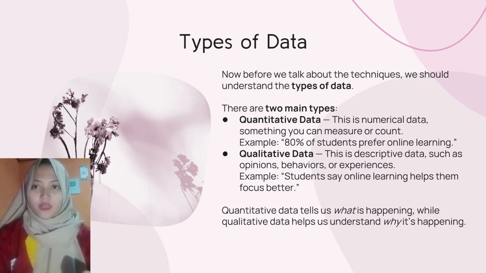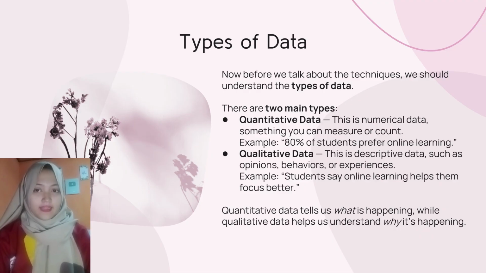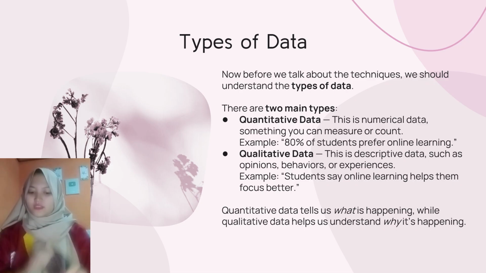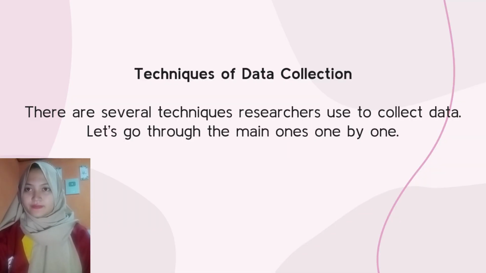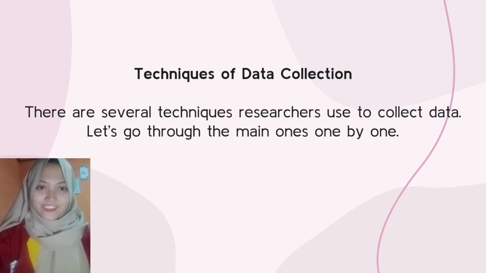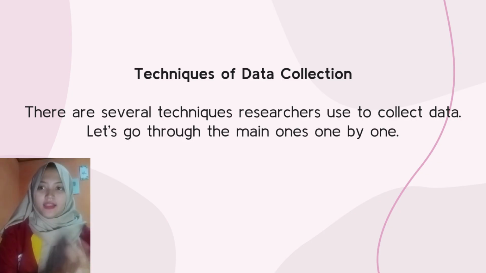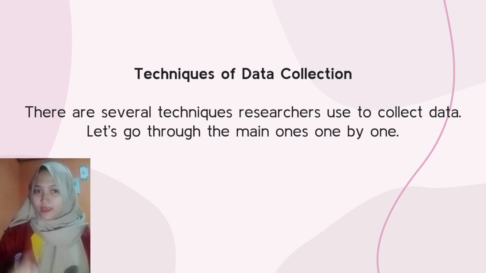And number two is qualitative data. This is descriptive data such as opinions, behaviors, or experiences. For example, students say online learning helps them focus better. So quantitative data tells us what is happening, while qualitative data helps us understand why it's happening. Now, let's move to the techniques used for data collection. There are several techniques researchers use to collect data. Let's go through the main ones one by one.